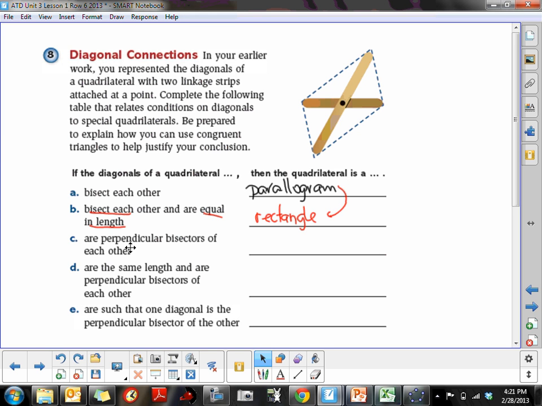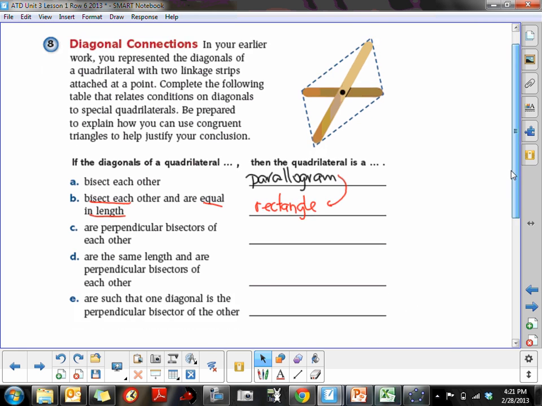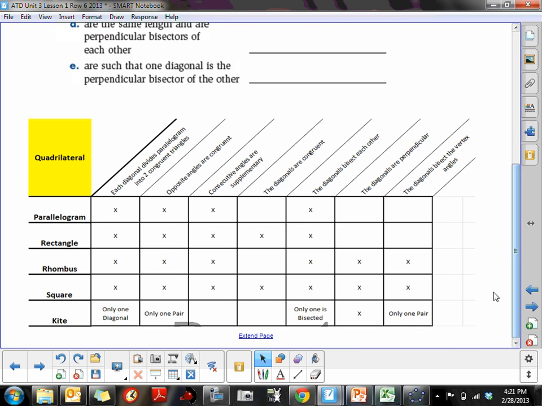Now this is loaded. Perpendicular means they have to meet at a right angle and they have to bisect each other. What figures have we studied where if we look just at the diagonals, number one, they're perpendicular to each other? Well, that eliminates it down to just a couple. There's 1, 2, 3, and they have to be bisectors of each other. Now of the 3, are there any up here where they say that they bisect each other?